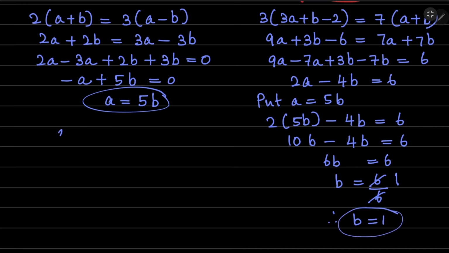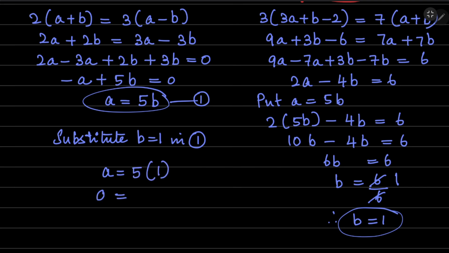When you substitute b equal to 1, say here, in equation 1, what do you get? A is equal to 5 multiplied by b, which is 1. So therefore, a is equal to 5.